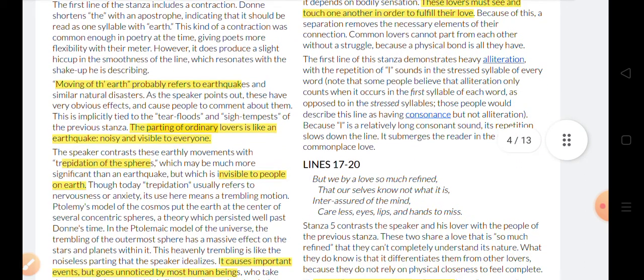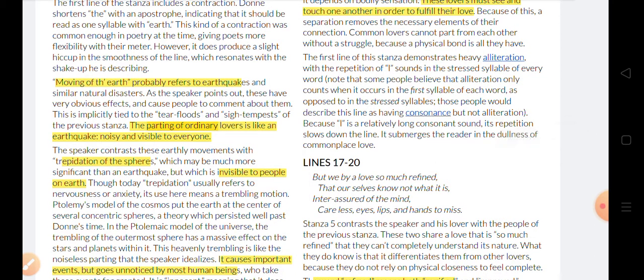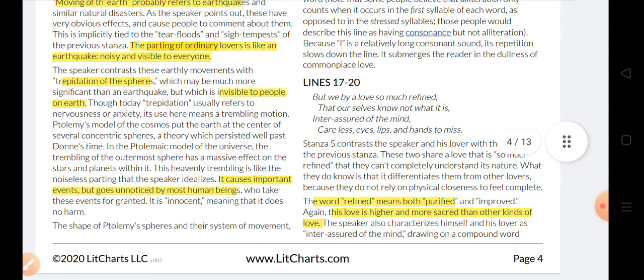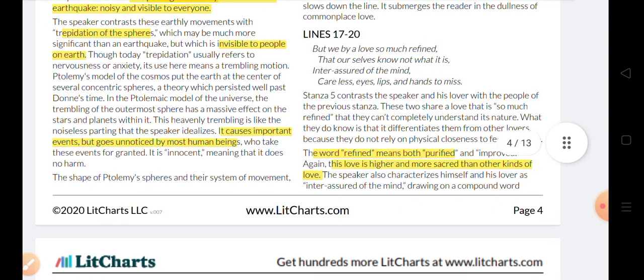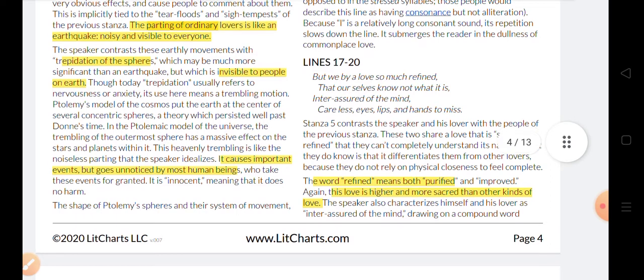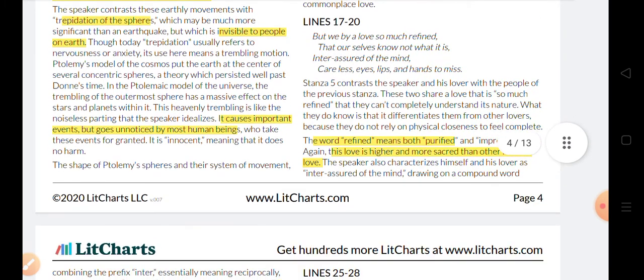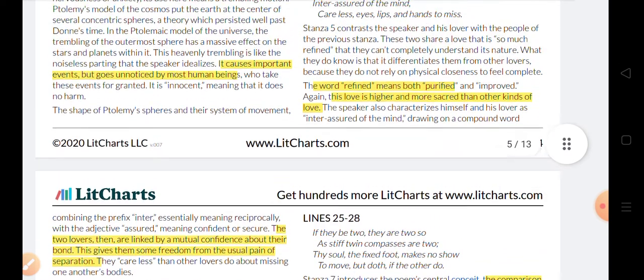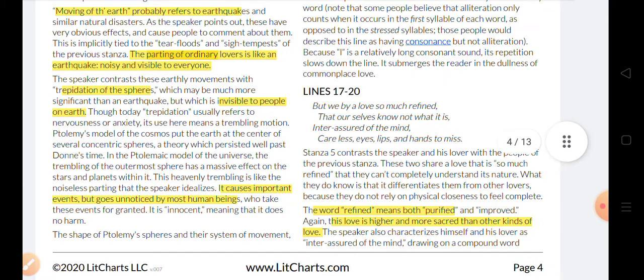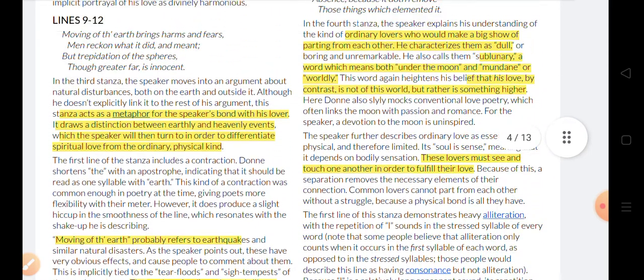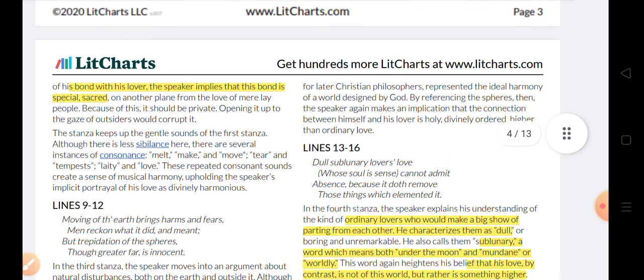So he compared the moving of the earth, earthquakes, which are observed or noticeable by ordinary people, and the parting of ordinary lovers is like an earthquake, noisy and visible to everyone, whereas the trepidation of the spheres, the moving of the cosmos, consists of significant events invisible to other people. It causes an important event but goes unnoticed by human beings, and the speaker's and his lover's love is like that cosmos, unnoticeable, yet very significant indeed.